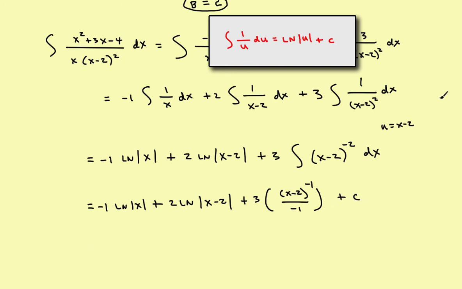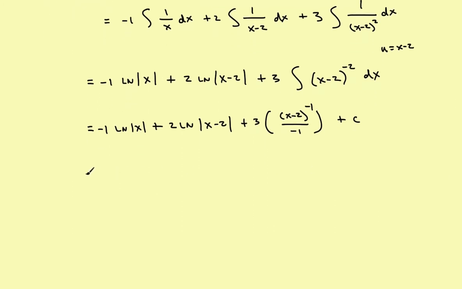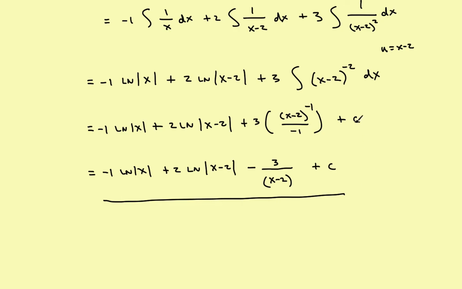Okay, so we'll rewrite things a couple more times just to rearrange it and put them in a final form. This one stays the same: minus 1 times the natural log of x plus 2 times the natural log of x minus 2. And then let's take this negative 1 and move it out in front, so this becomes a negative 3. And finally, here's an x minus 2 to the negative 1 power. Let's move it to the bottom and make it an x minus 2 to the positive 1 power, and then plus c, and finally we have it. So again, we split it up into 3 integrals.